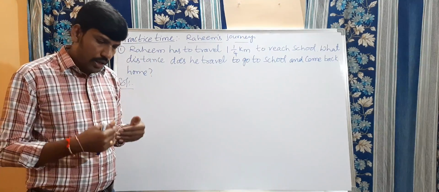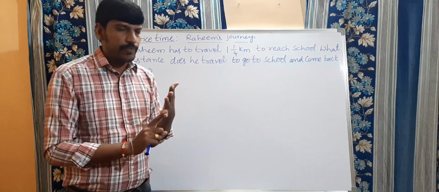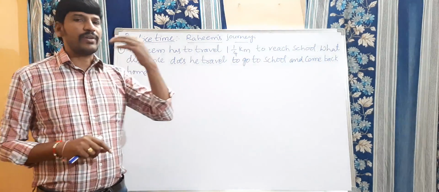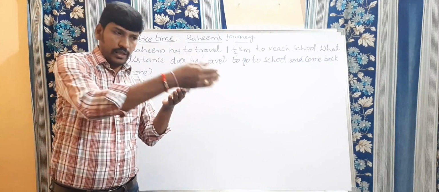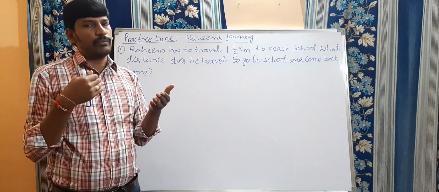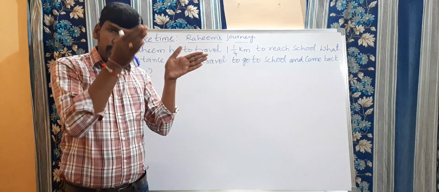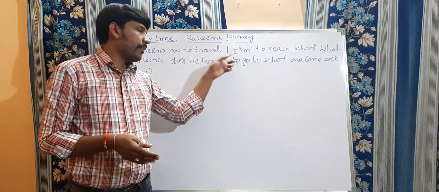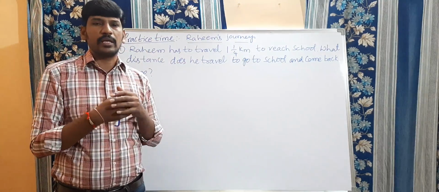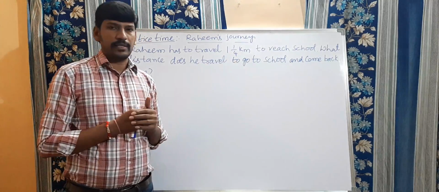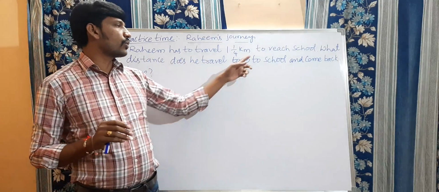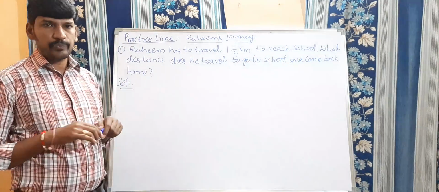2 times. In the morning he is going to school, that is 1 time. So he travels 1 1/4 kilometer in the morning. Again after school closes, he will come back home, the same distance. Clear? From home to school or school to home, the same distance. So morning 1 time, evening 1 time. Totally 2 times he will travel. So they are asking the total distance he will travel to go to school and come back home.